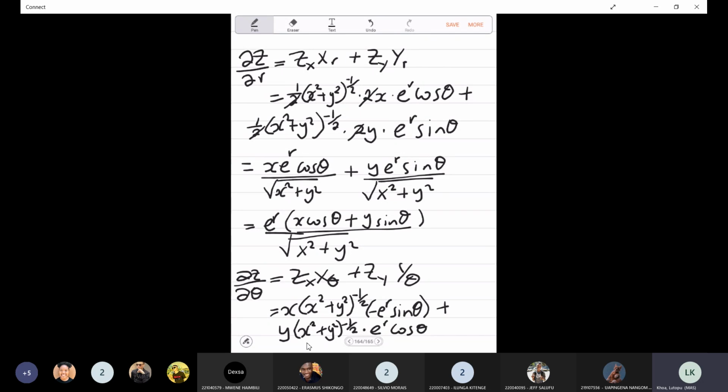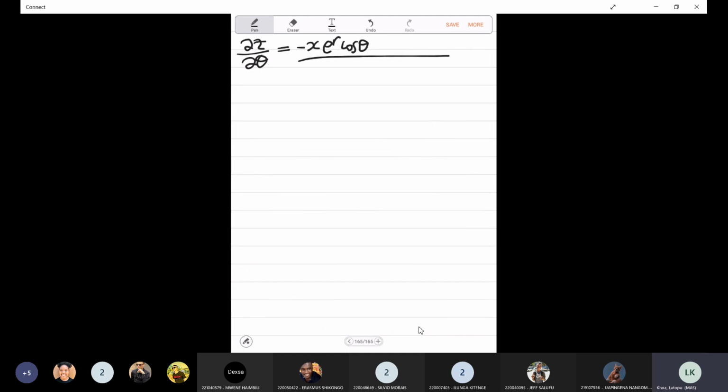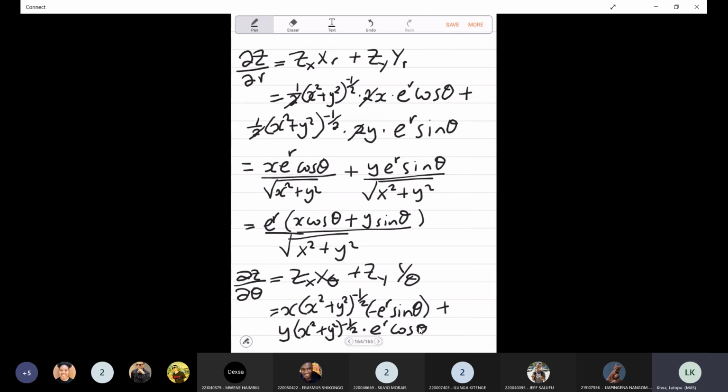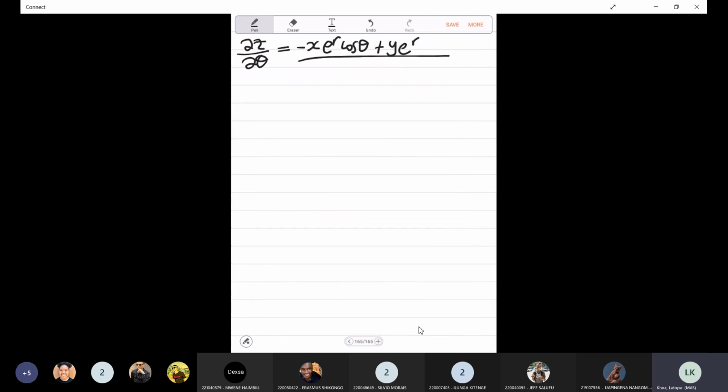And for the second one, I have e to the power of r y cos theta in the numerator. So this is y e to the power of r. For the first one, it was sine theta, not cos. And then this one is cos theta. And then the square root of x squared plus y squared.